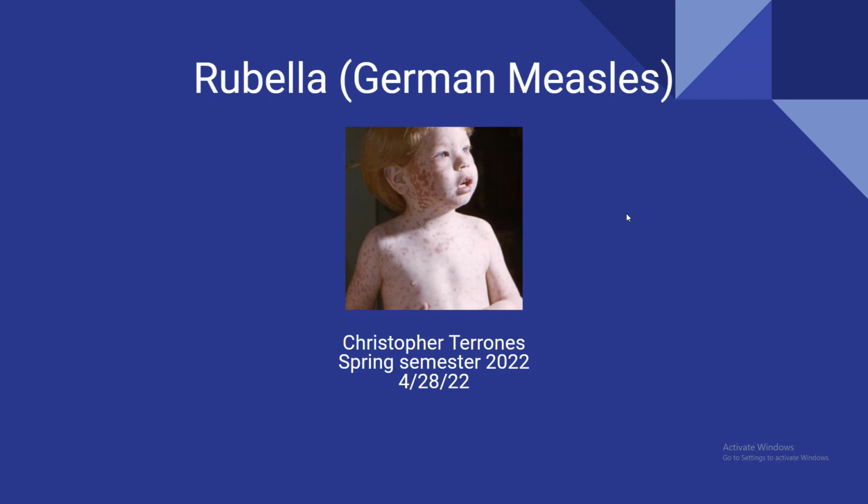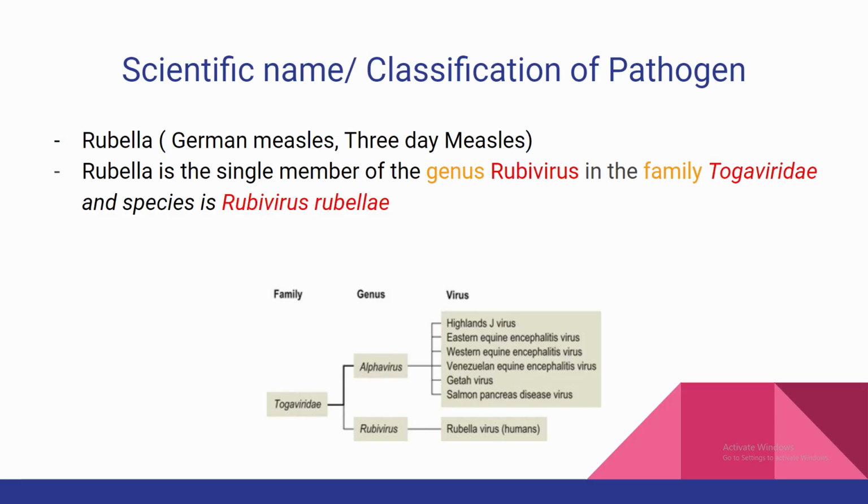Hello everybody, my name is Christopher Taronis, and for my pathogen presentation I chose rubella, otherwise known as the German measles. The scientific name is rubella, and it goes by the other commonly known names, the German measles and the 3-day measles.